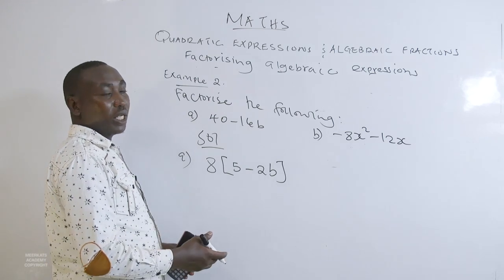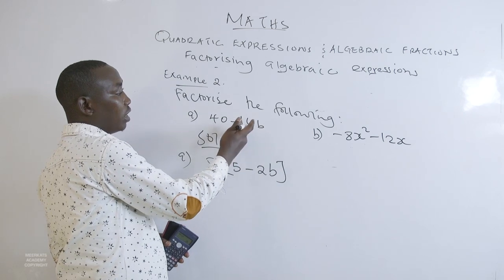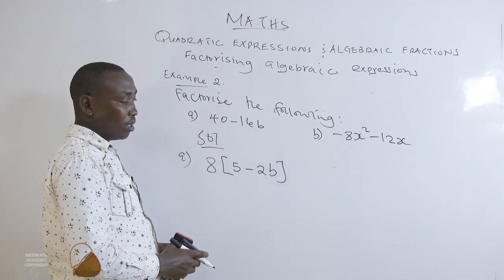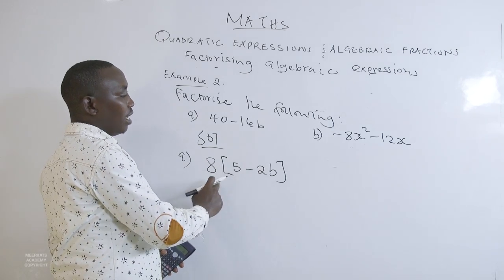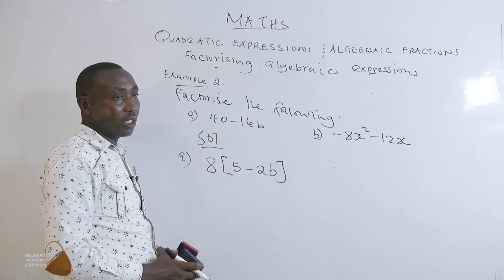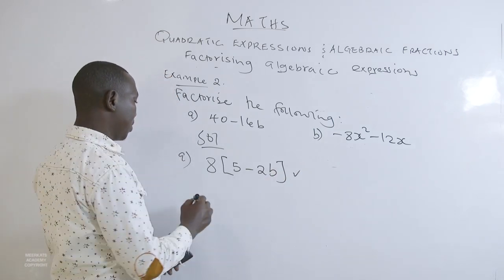And if you wanted to test that this is the true result, you can always expand and see if it will give you 40 minus 16b. 8 by 5 will give you 40, minus 8 by 2b, it will give us 16b. So that means we are on the right track.